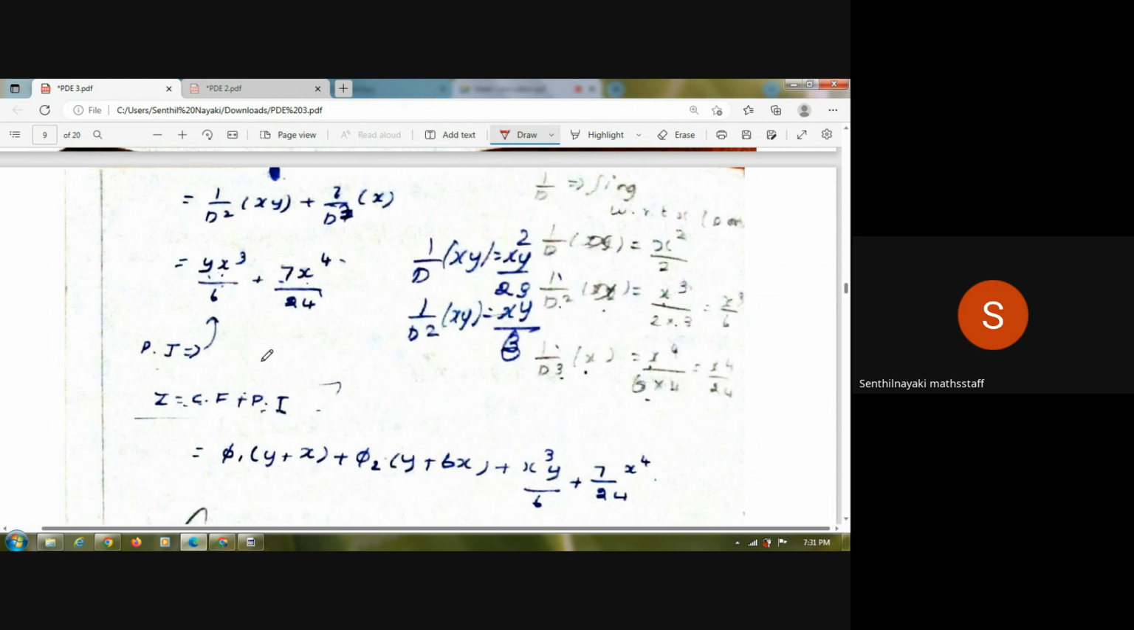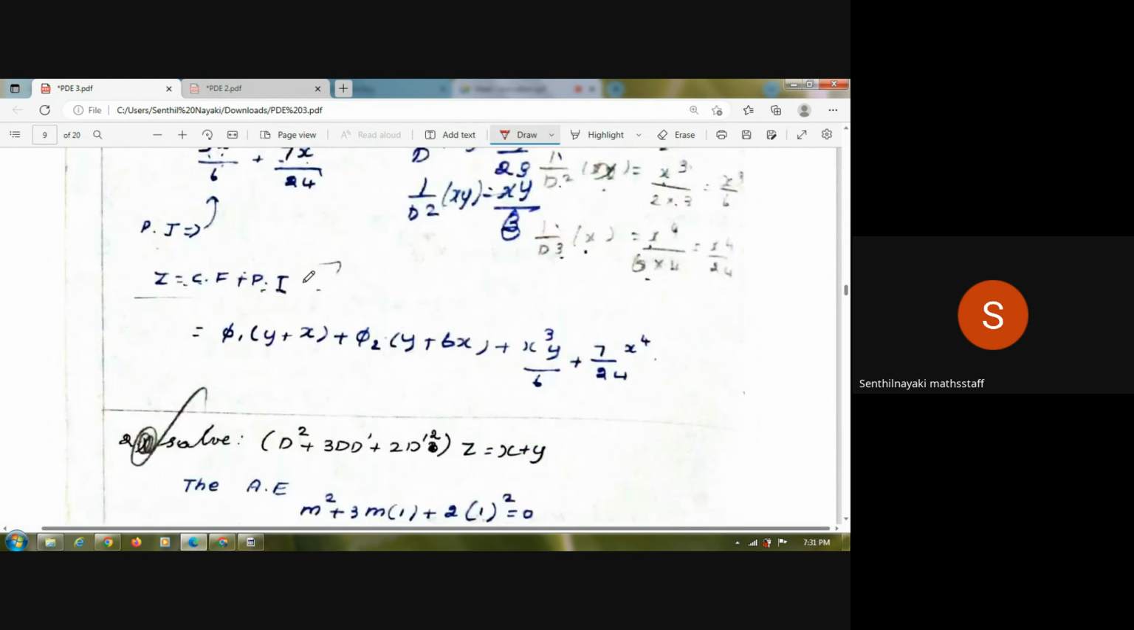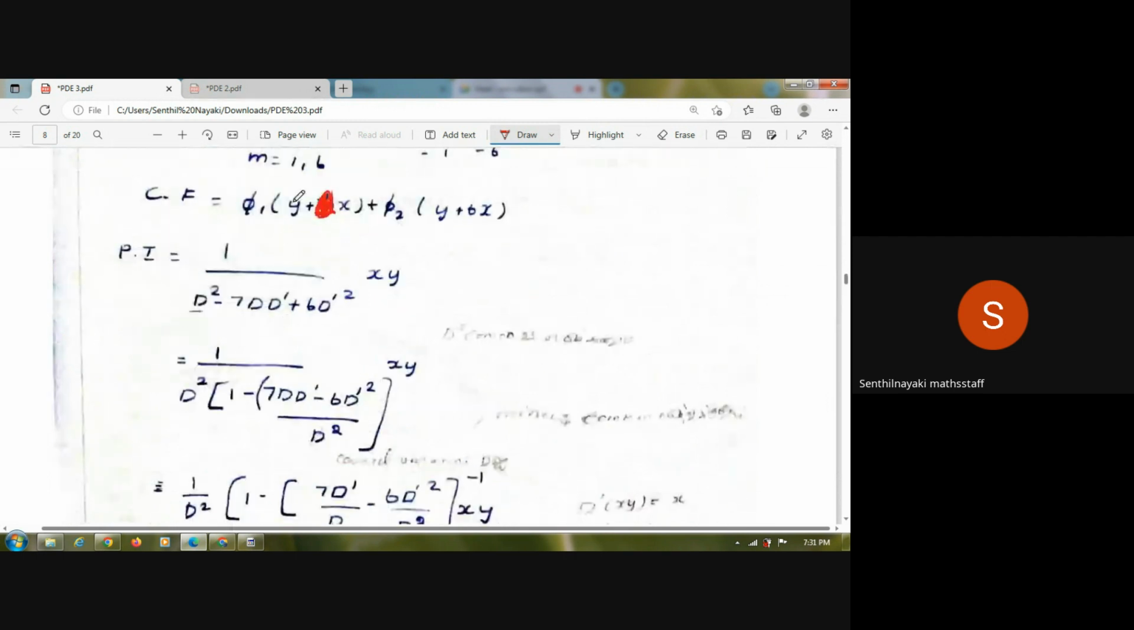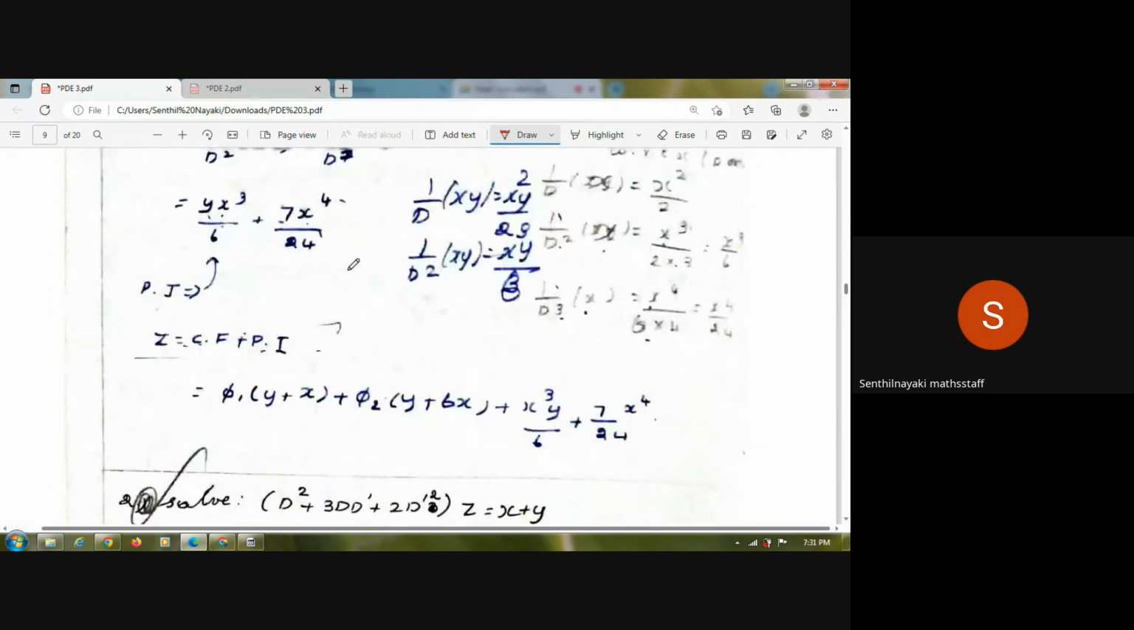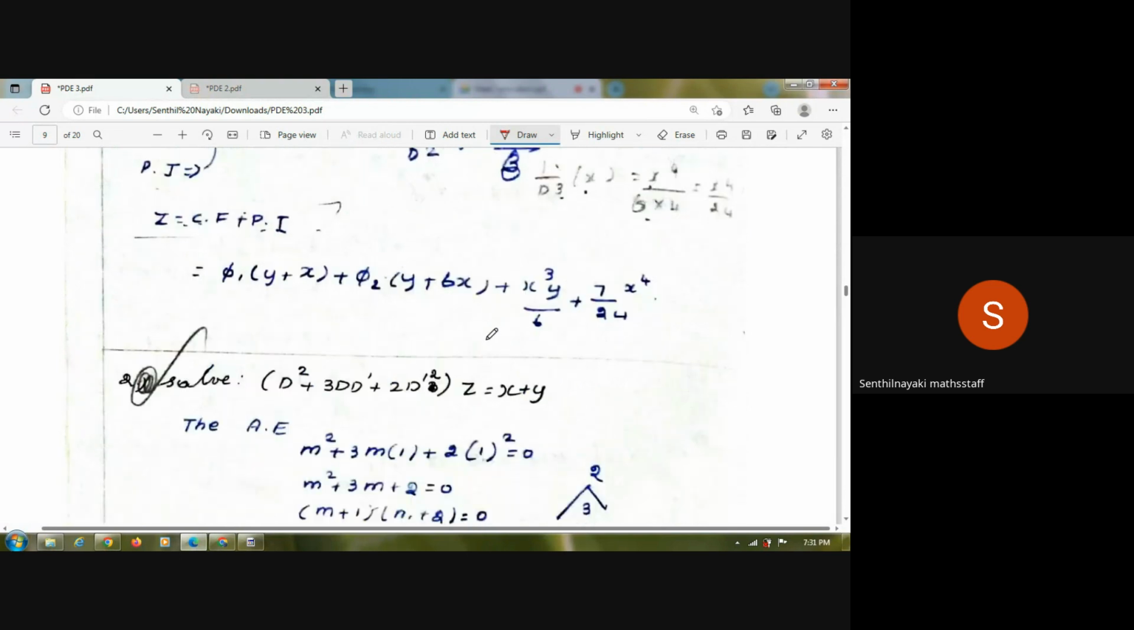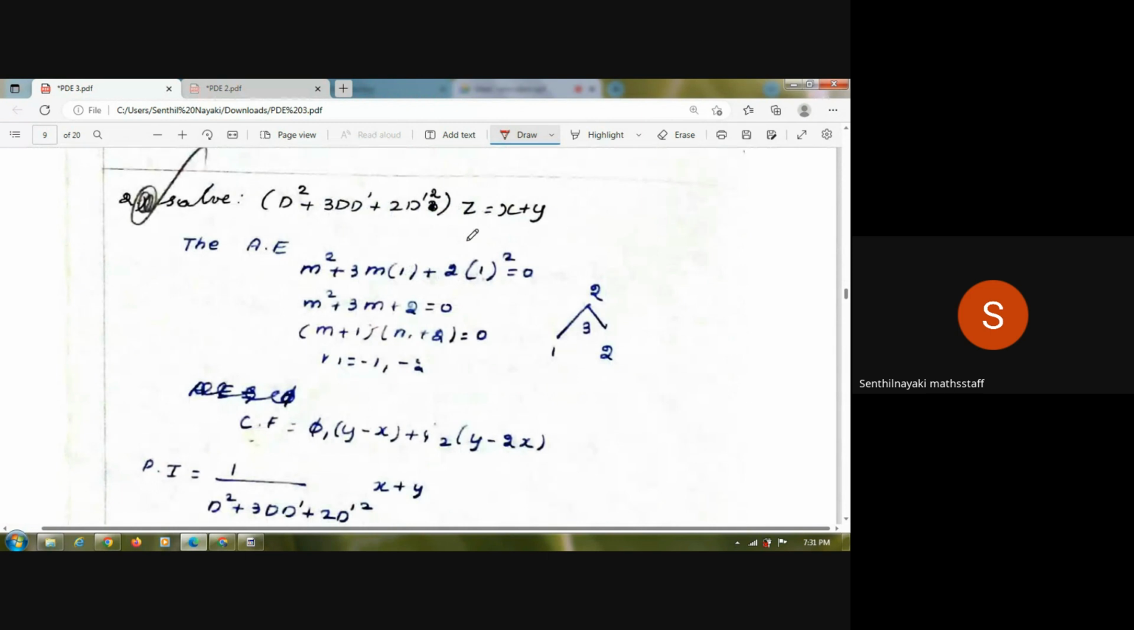This is PI. The general solution is CF plus PI. Therefore CF is phi 1 of y plus x plus phi 2 of y plus 6x. This is CF, and PI is x^3 y by 6 plus 7 x^4 by 24. This is the general solution. Similarly, we can solve this problem also.